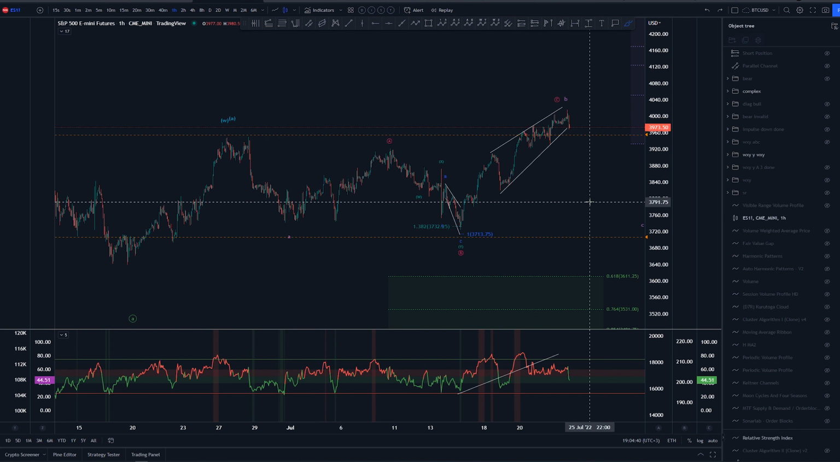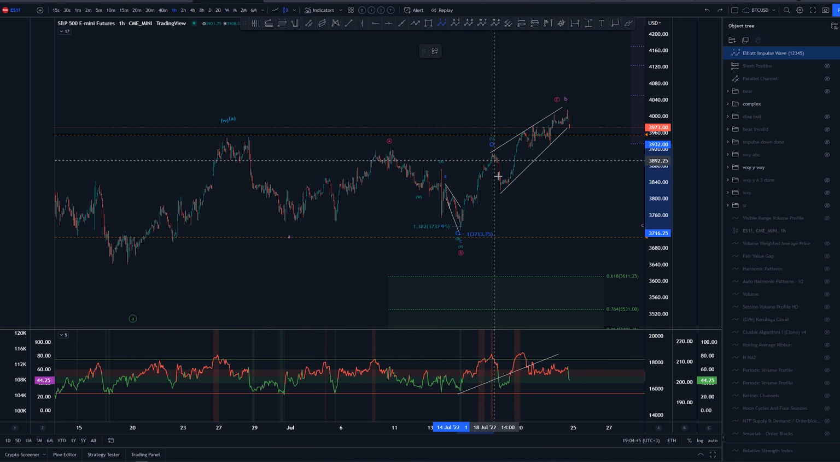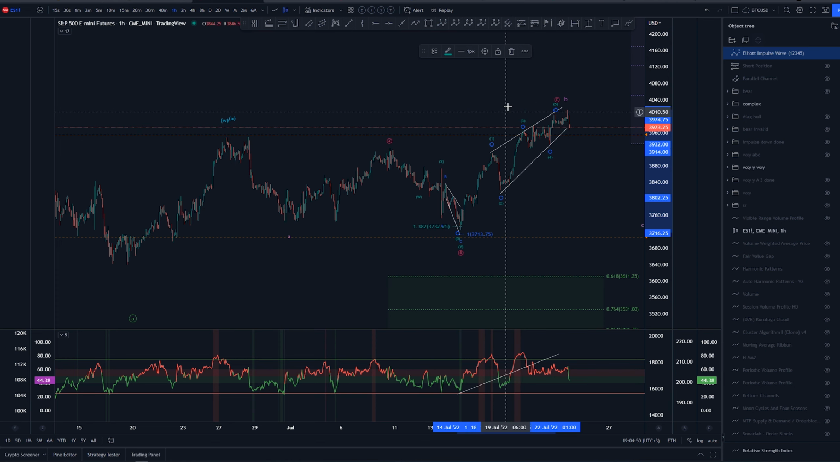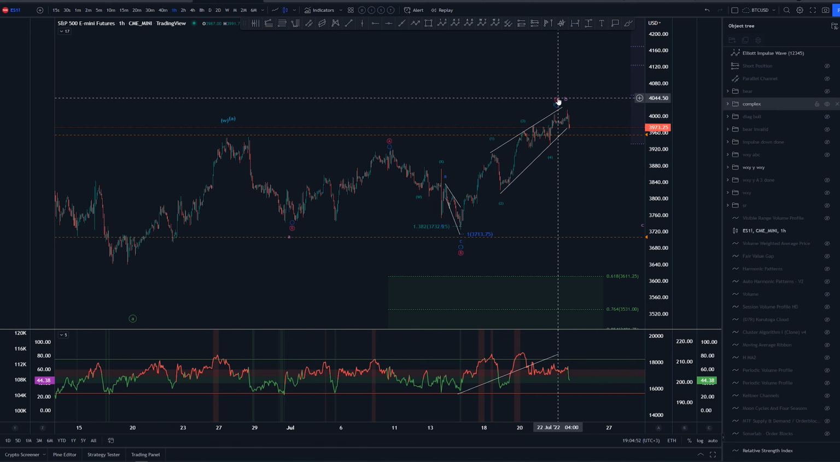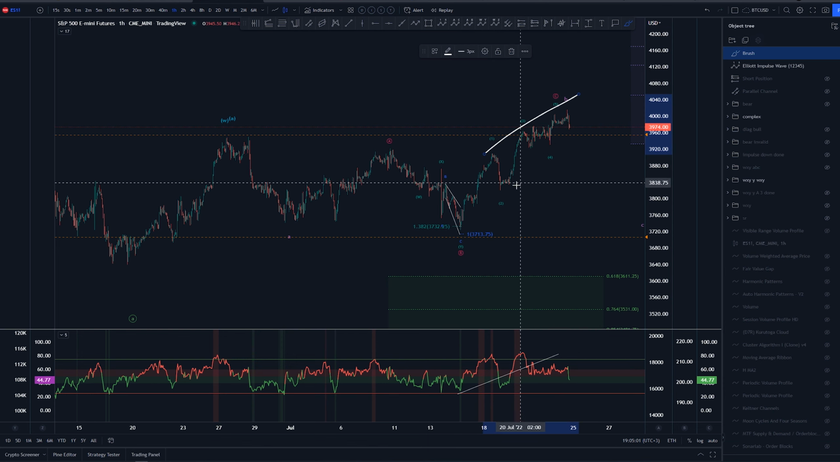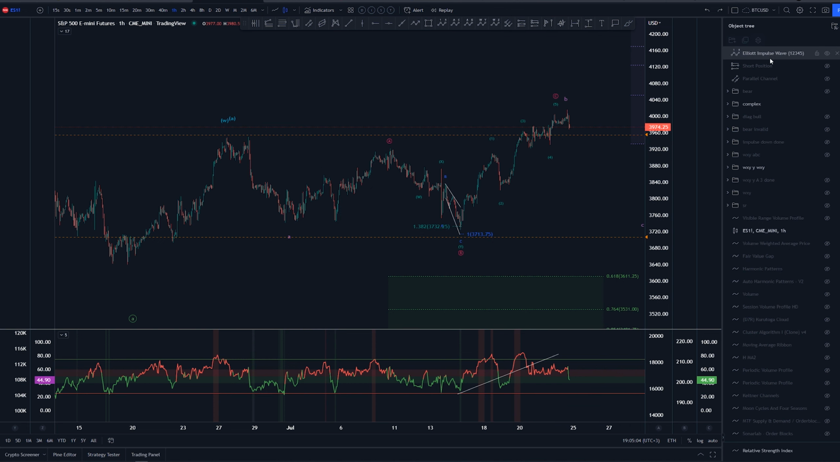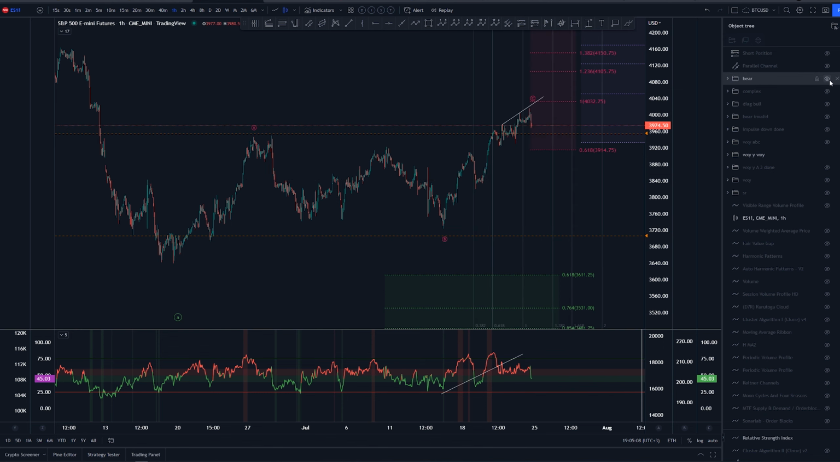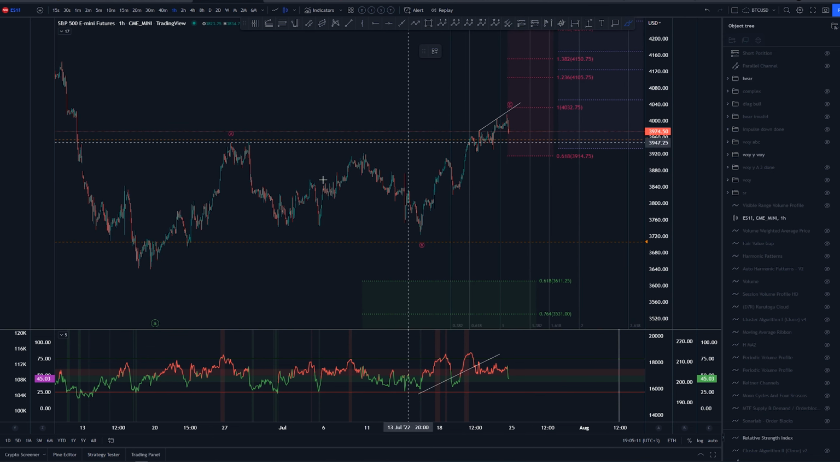a diagonal here. Again, we don't need to have it as a diagonal. We can have just a complex, or not complex, but a very extended wave 1 here, and then have the C wave already end here. We don't need to have it as a diagonal, as I mentioned, because we don't have overlap between the first and fourth. It just looks a bit better if it is indeed a diagonal, but we don't need to be labeling that. Another idea, of course, is just having this as a simple A, B, and C.